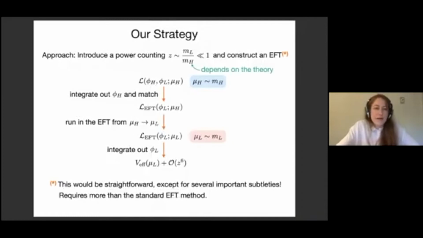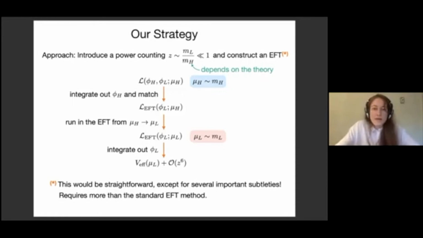And so our approach is, of course, based on the typical EFT approach. In particular, we're going to introduce a power counting. Say I have some small z, and z is small, and it goes like the light scale over the heavy scale. And I'll construct some series of EFTs by integrating out heavy particles. What this power counting is exactly will depend on the theory that I'm looking at. So I'll be more specific in examples soon.